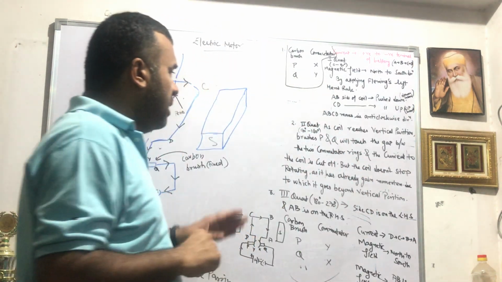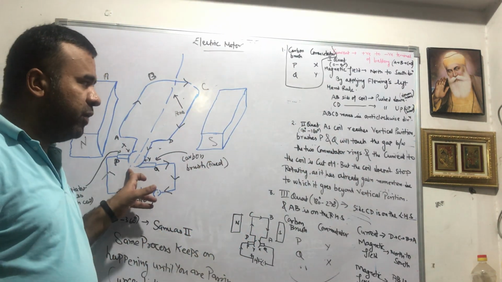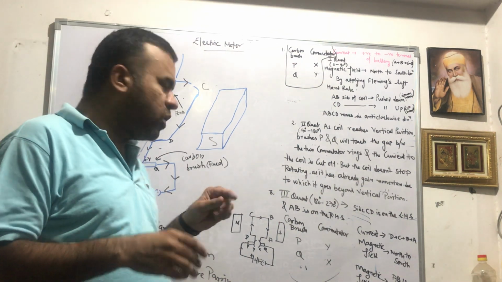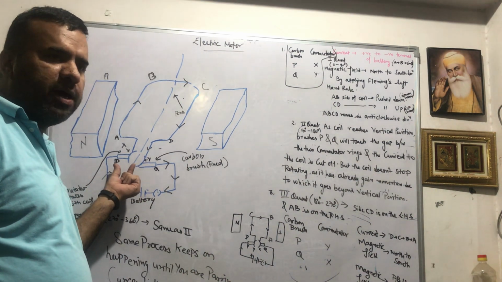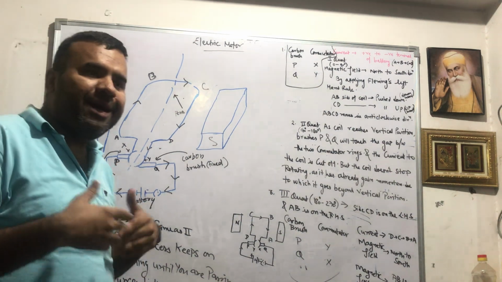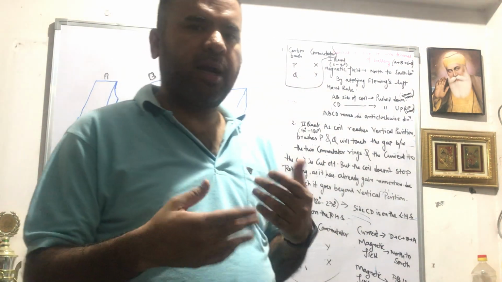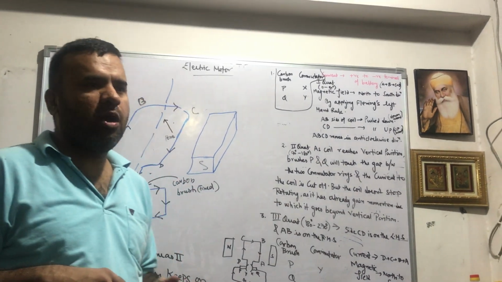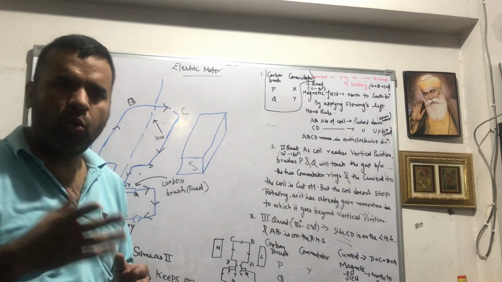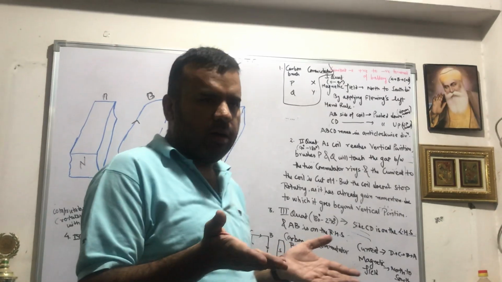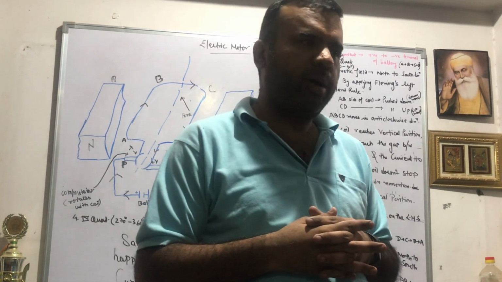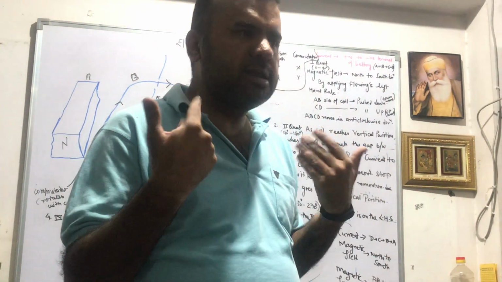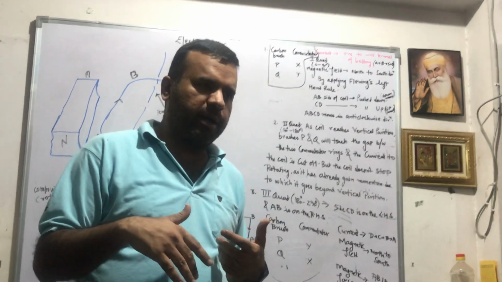As you can see, P and Q will touch the gap between the commutator rings and the current to the coil is cut off, because the gap is there. But it has already gained momentum. That rectangular coil has gained momentum, so it will pass this cycle automatically. You know momentum, the product of mass and velocity, is called momentum. If I am pushing something very hard and it has gained momentum, it will move on automatically.